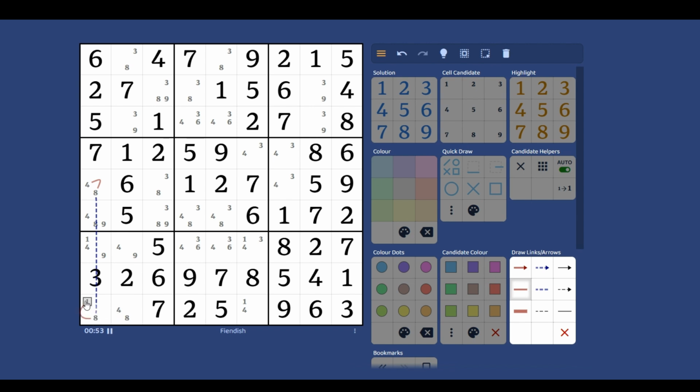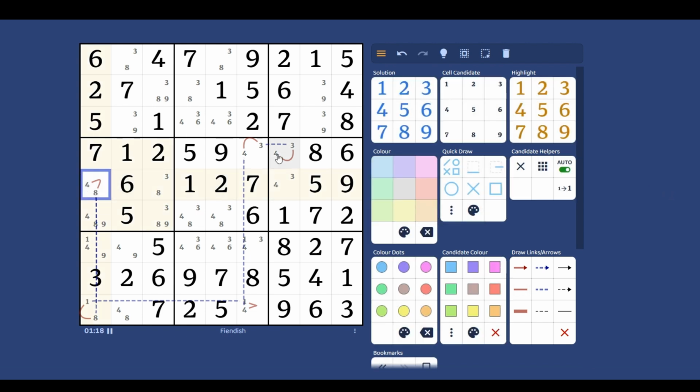which is strongly linked to this 1, which is weakly linked to this 1, strongly linked to this 4, which is weakly linked to this 4, strongly linked to this 3, which is weakly linked to this 3, which is strongly linked to this 4 at the end of our chain. So you'll notice we started on a 4 here, we ended on a 4 here. This 4 sees both ends of that chain, so we can go ahead and eliminate it.